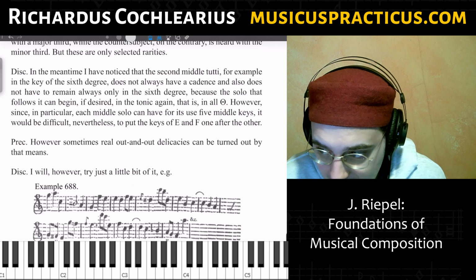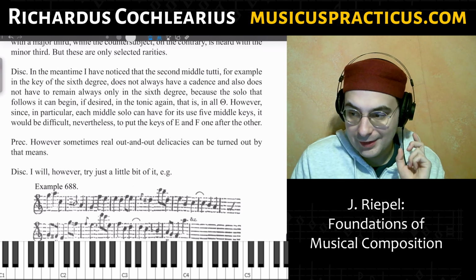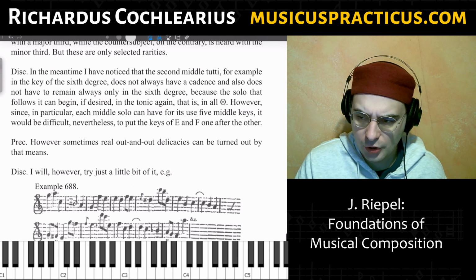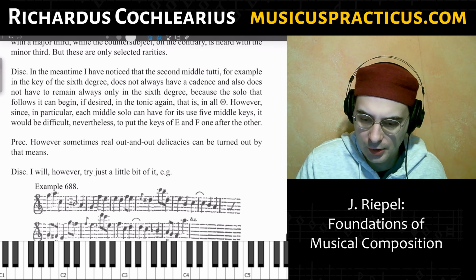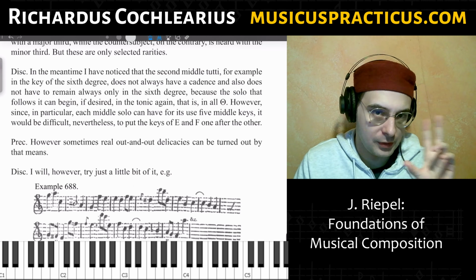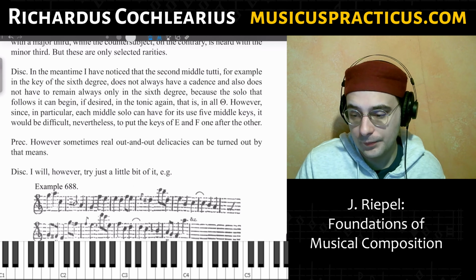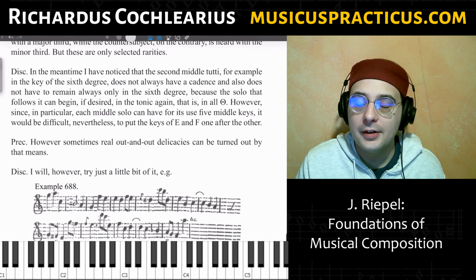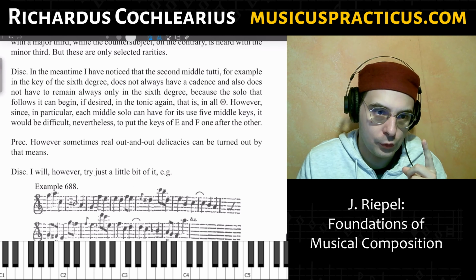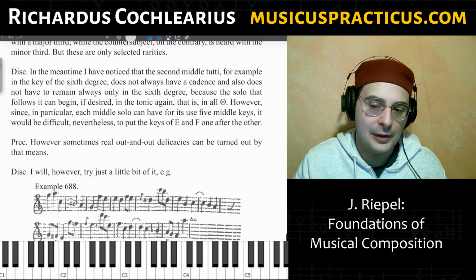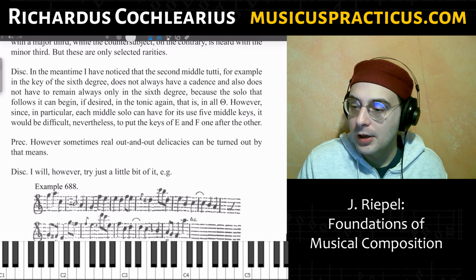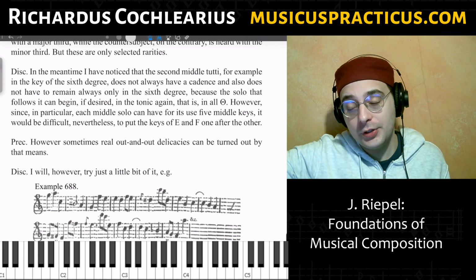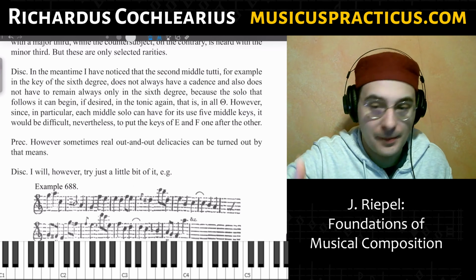In the meanwhile, I have noticed that the second middle tutti, for example in the key of the 6th degree, does not always have a cadence. Why do I say second middle tutti? Because the first tutti is at the 1st degree, because it's the opening. Then there is a solo, then the first middle tutti. The middle tutti are all the tutti without counting the very first and the very last. So the first middle tutti is at the 5th degree, G, and the second middle tutti is at the 6th degree.